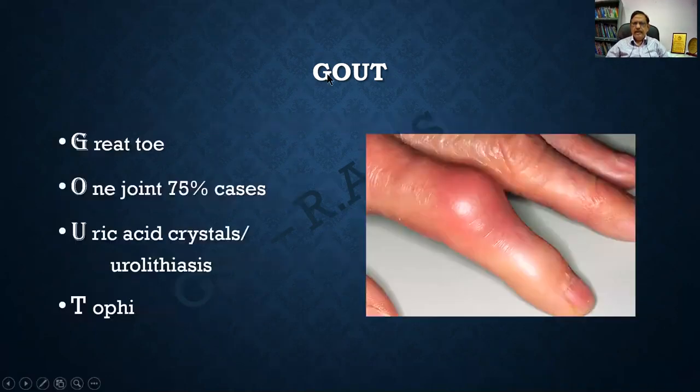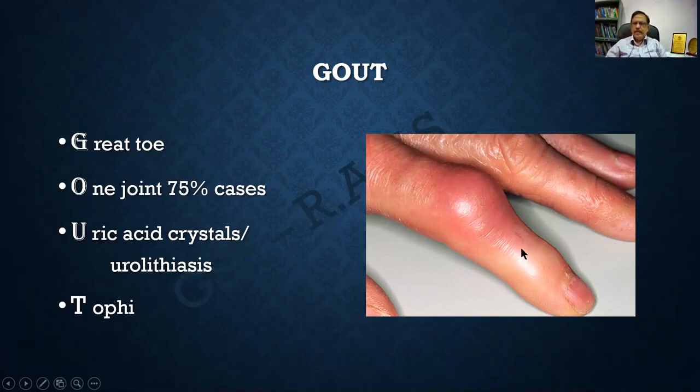And this is a mnemonic I picked up from the net. A common bone that can be affected is the great toe. One joint is usually involved in most cases. Uric acid crystals and urolithiasis, this will be the culprit. And tophi, this is a lesion seen in chronic gout. GOUT, this mnemonic you shall remember.